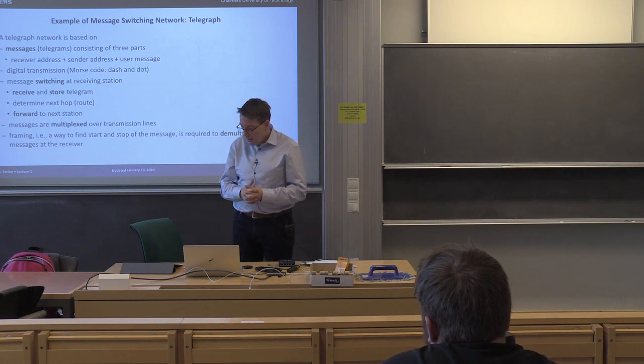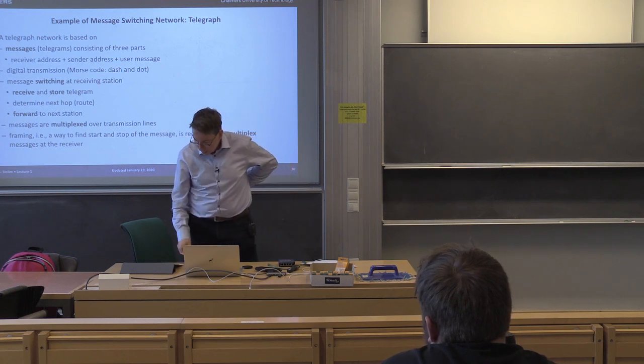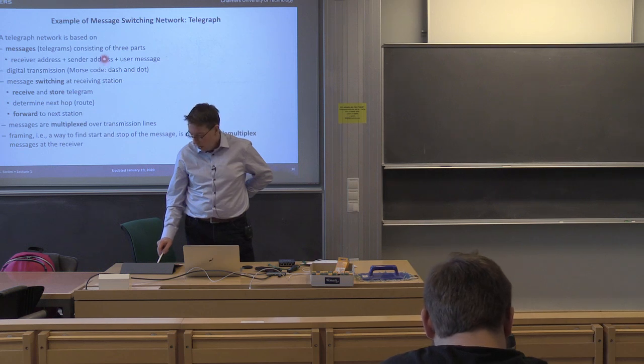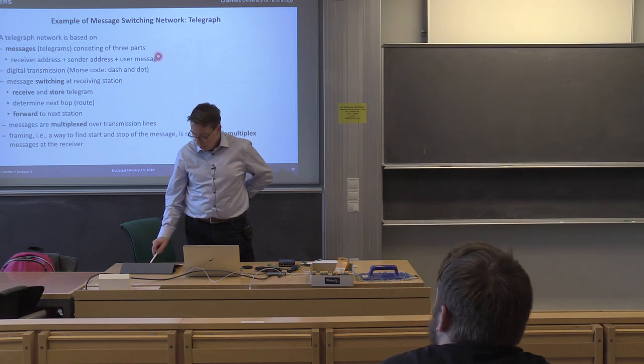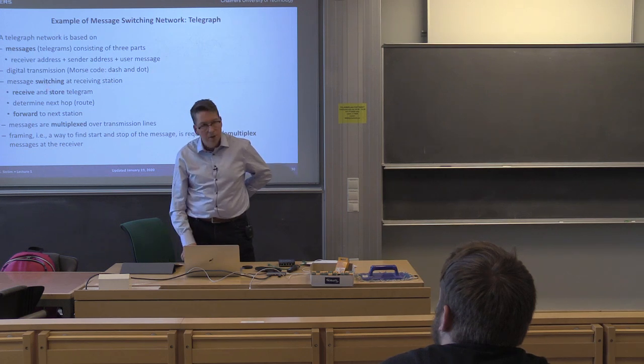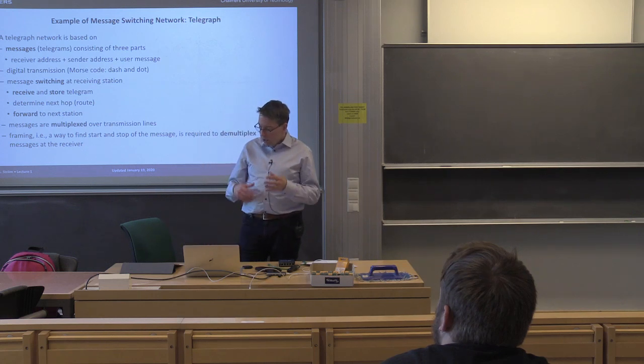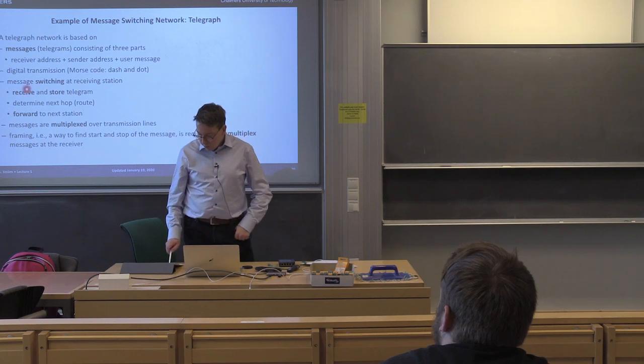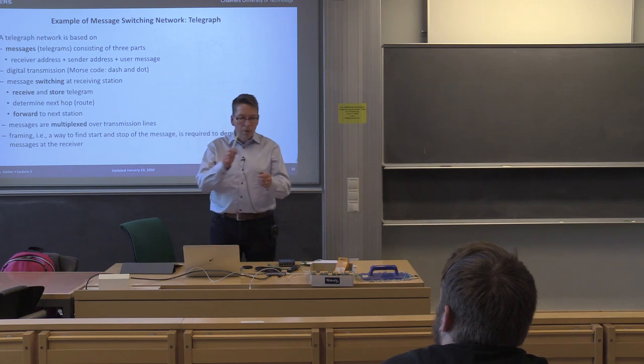Then a message will contain three parts: the receiver address, the sender address, who it's from, and then the user message. Then this is transmitted through digital transmission. It doesn't matter if it's digital, but it happens to be like this. It's Morse code, dashes and dots, over some line, and then it goes to a receiving station. At the receiving station, one decodes this message. So one receives and then stores it. You receive it, you put it on paper.